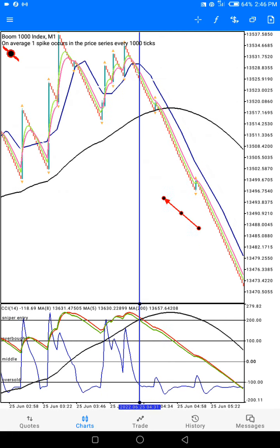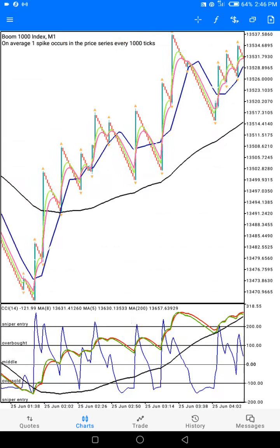If we can count, let's count 1 2 3 4 5 6 7 8 9 10. See the 10th candle before we got this little baby spike. We actually got 10 before the baby spike. Okay, so this is it. This is what I want to show to you guys.